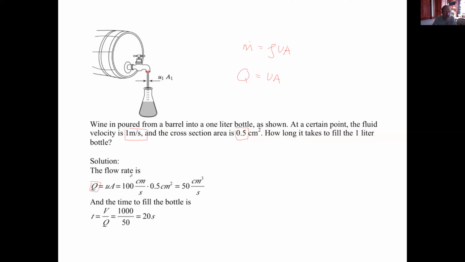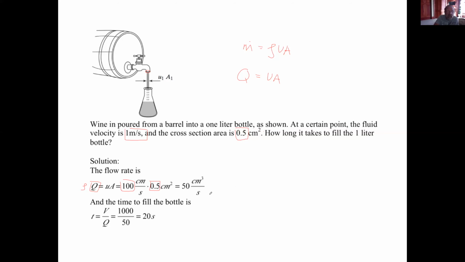So how much is the volume rate per second? 1 meter per second is 100 centimeters per second. The area is half a centimeter squared. So it's going to be 50 cubic centimeters per second. That's the volume flow rate out of the tap. If I want the mass flow rate, then you have to multiply by rho. Let's say it's water, then rho is 1 gram per cubic centimeter. So it's going to be 50 grams per second, or 50 cc per second.